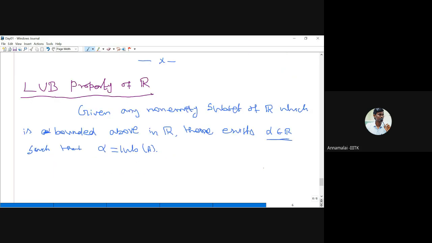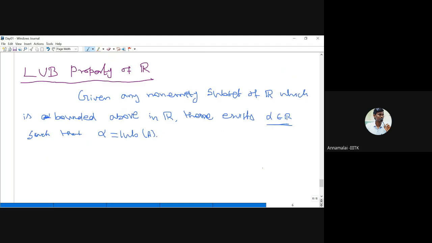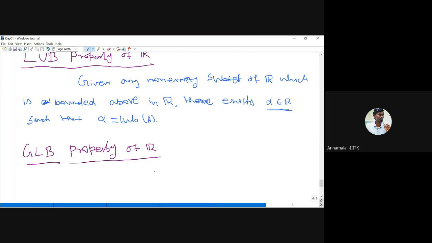Similarly, we state the GLB property, the greatest lower bound property, of the real numbers R. That is, if you take any bounded below set, it has a greatest lower bound.